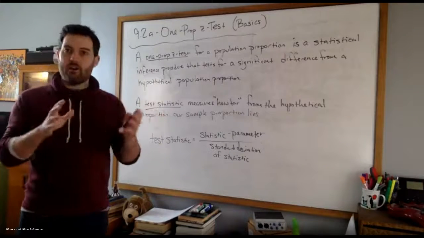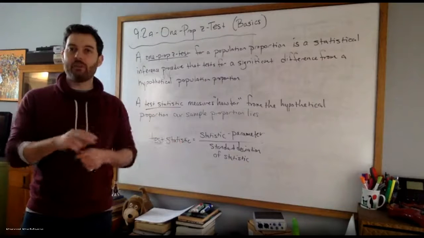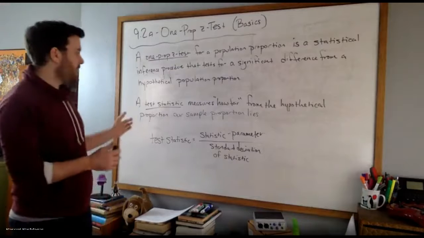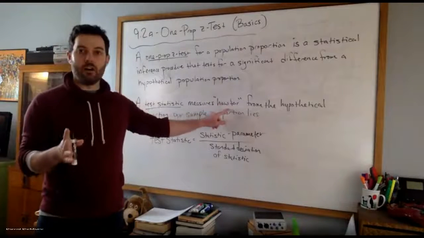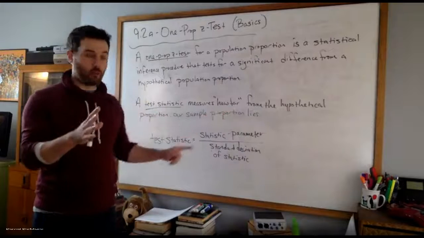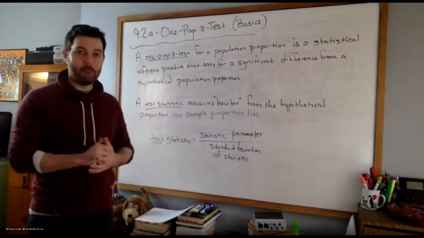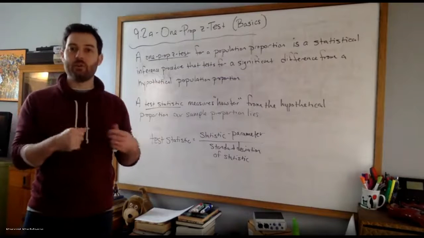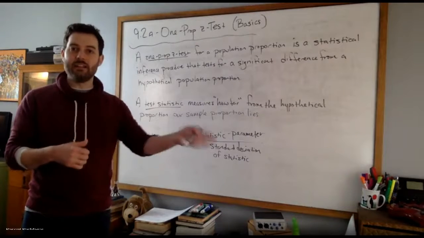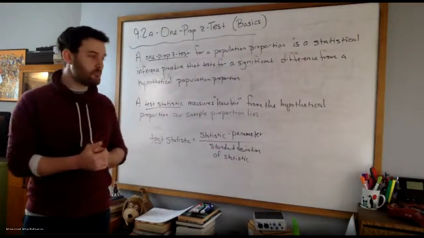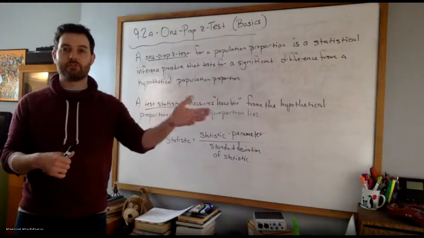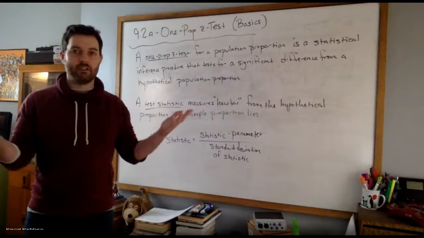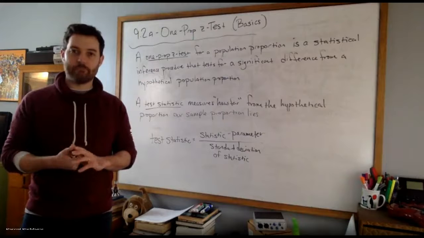To calculate how far away is far enough, we really need two things in this test. We need what's called a test statistic, which is a measure of how far our sample proportion lies from the hypothetical proportion. And then from that, we calculate a p-value, which is the chance we would get a sample statistic at least as far away as the one that we got. If that's a low chance of occurring, strong evidence against the hypothetical claim. A large chance of occurring, not much evidence against that hypothetical claim.